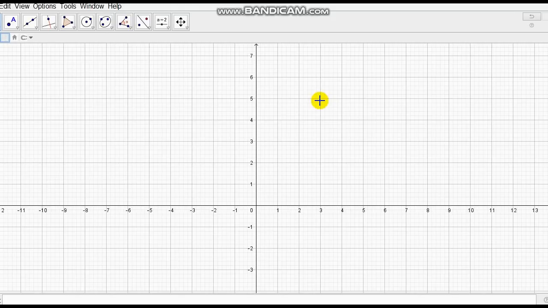Hey everyone, today we're going to discuss graphing inverse functions. In our earlier video, we learned that we can obtain the inverse function if the function that we're dealing with is a one-to-one function. Now let's observe what will happen if we graph an inverse function.